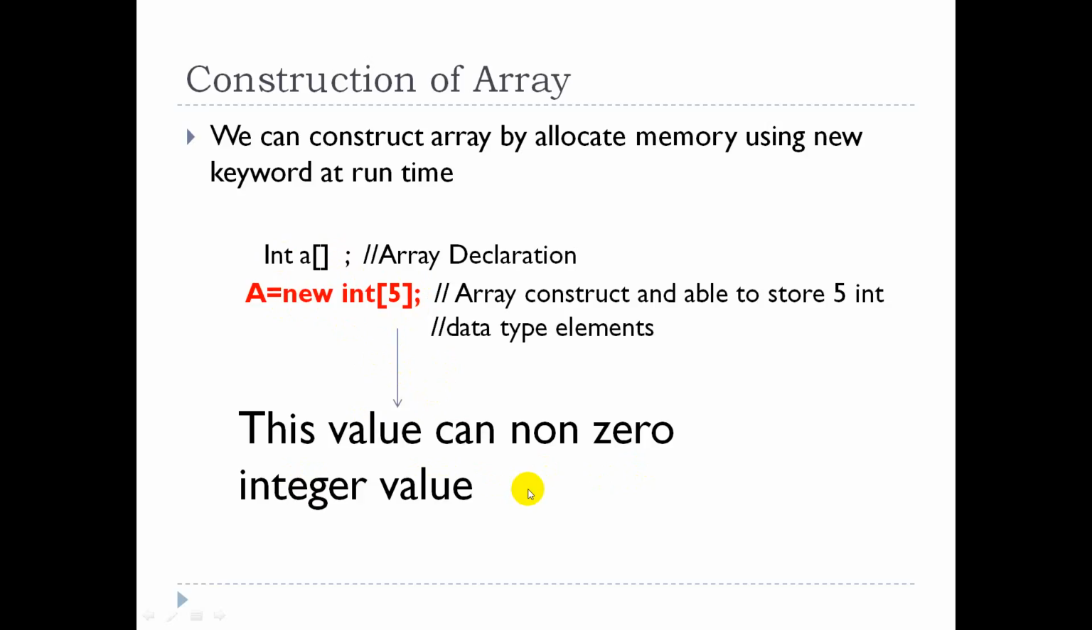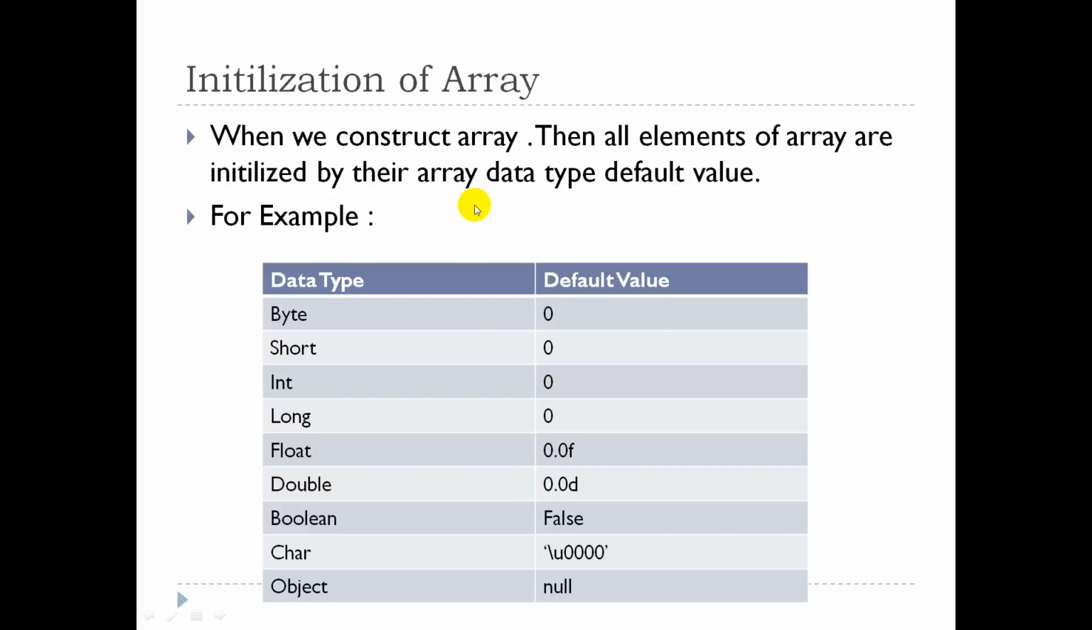Okay, now let's see how we can initialize the array. When we construct an array, all elements of the array are initialized by their array data type default value. For example, you created an integer array, as you have seen in my previous slide. In that condition, if you didn't initialize the integer array, then all elements, as per the length of the array, will be initialized by the 0 value.